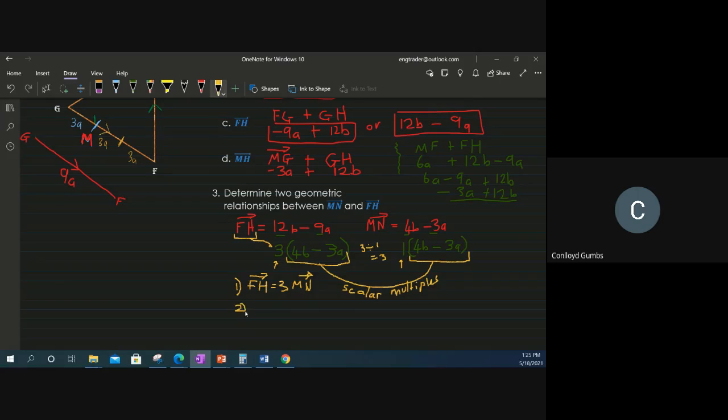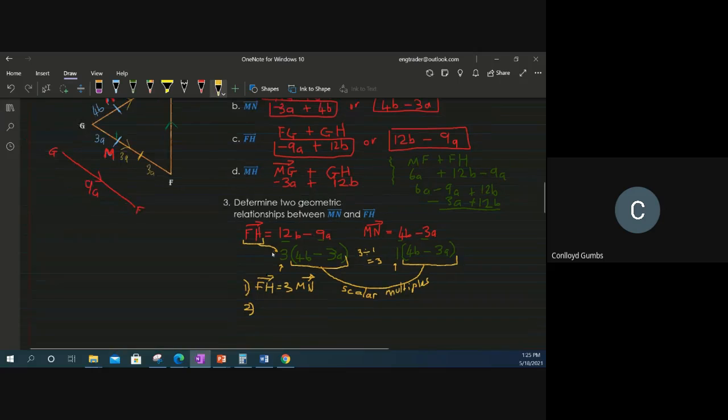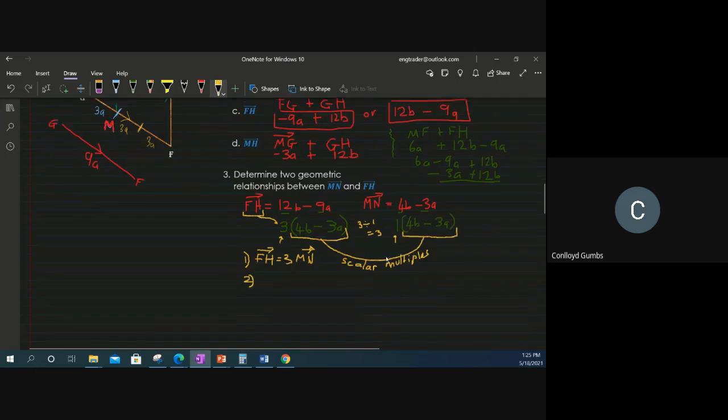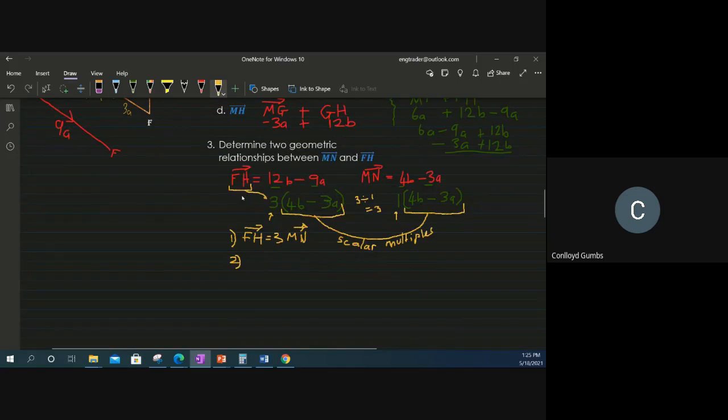The second one is they do not share a common point. Because they do not share a common point, I know that they are parallel. If they had shared a common point, for instance if this had FH and this had FN, I would know that both of them are collinear. If it was FH and MH, both of them have H, I would know it's collinear. But in this case, I don't see FH anywhere here, so I know they are parallel because they already passed the scalar multiple test. Once you pass this test, you're either parallel or collinear. So in this case, you would say that they are parallel. All right.